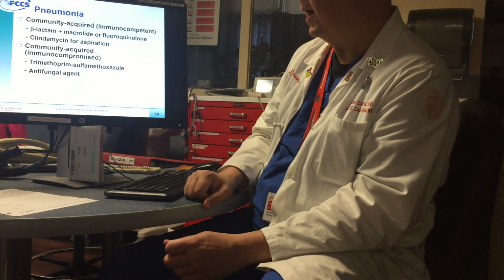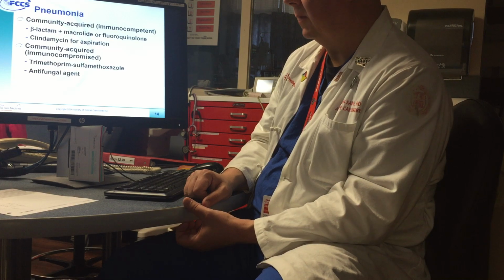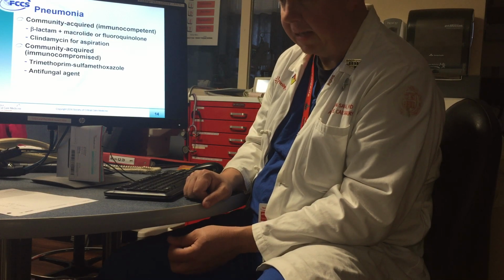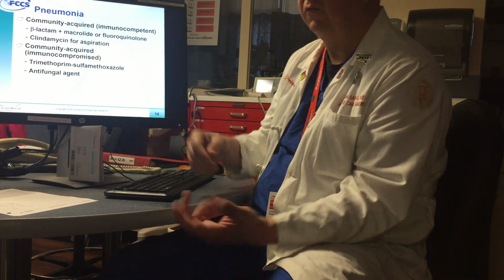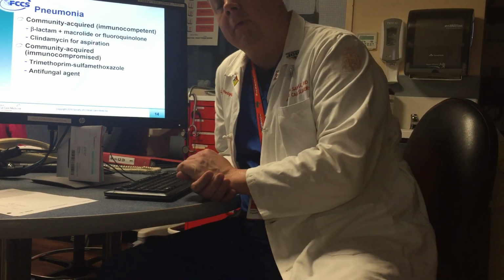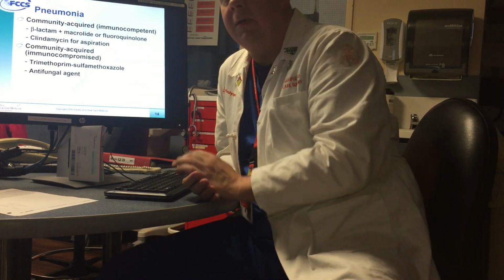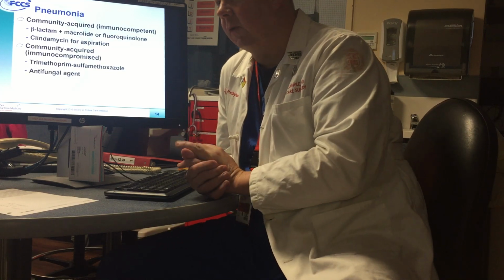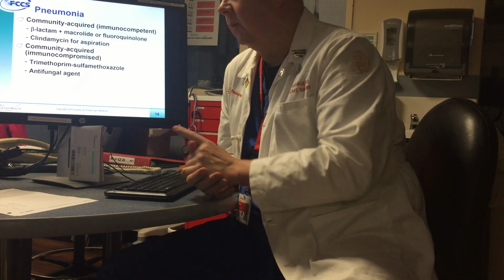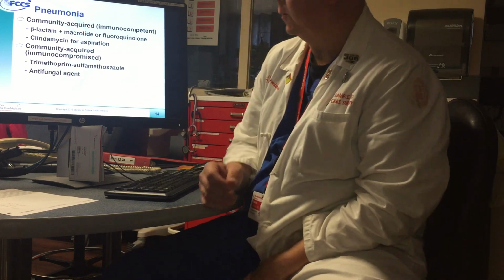So for community-acquired pneumonia in an immunocompetent host, we'd use a beta-lactam and a macrolide. Macrolides are the mycins, erythromycin, clarithromycin, that sort of thing. Or a fluoroquinolone. Fluoroquinolones are things like levofloxacin or ciprofloxacin. The problem with fluoroquinolones in our community is that they've been so overused that a lot of bugs are resistant to fluoroquinolone in this area. And we would think about adding clindamycin for aspiration to cover anaerobes.